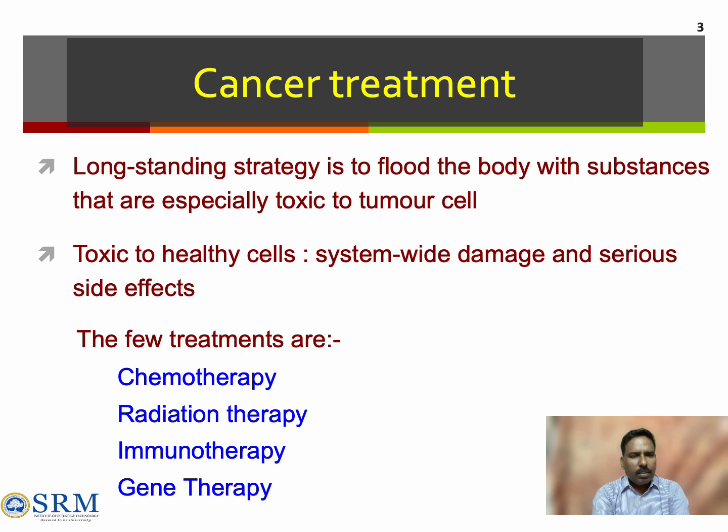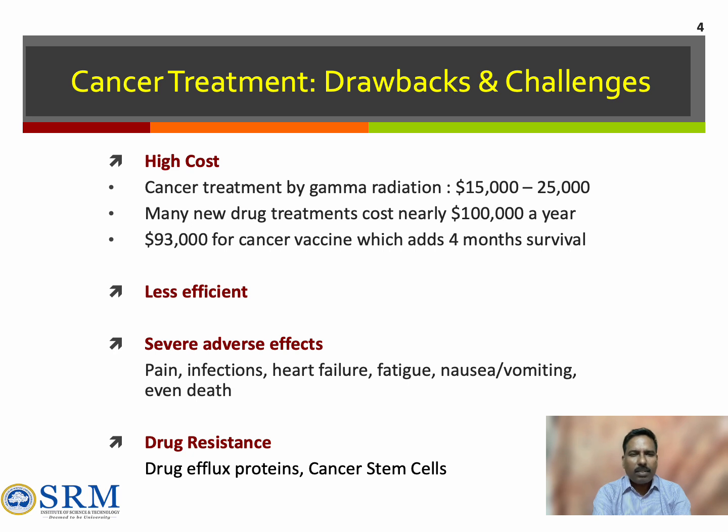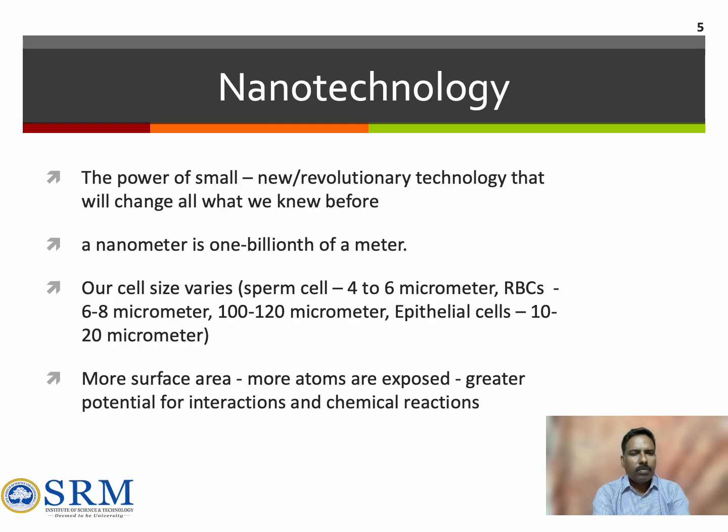Cancer treatment: the long-standing strategy is to flood the body with substances that are especially toxic to tumor cells. They also are toxic to healthy cells. System-wide damage and serious side effects happen because of cancer treatment. The few cancer treatments include chemotherapy, radiation therapy, immunotherapy, and gene therapy. The current cancer treatment has several drawbacks and challenges. It includes high cost, less efficiency, severe adverse effects, and then drug resistance and tumor relapse.